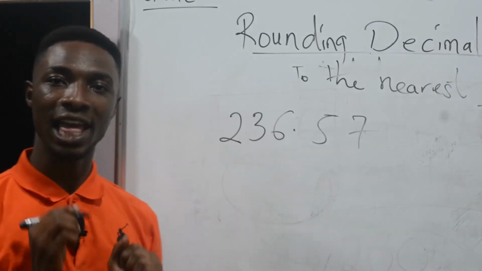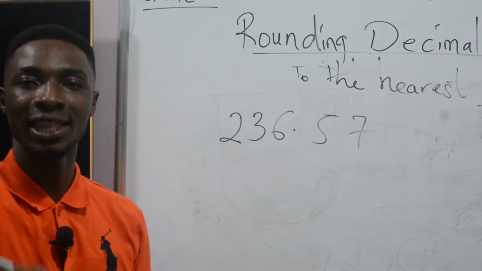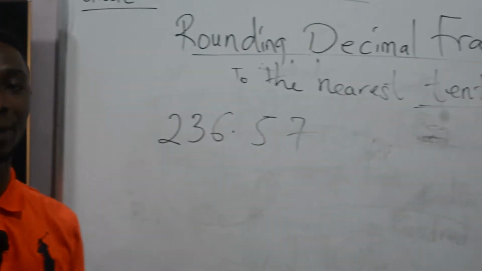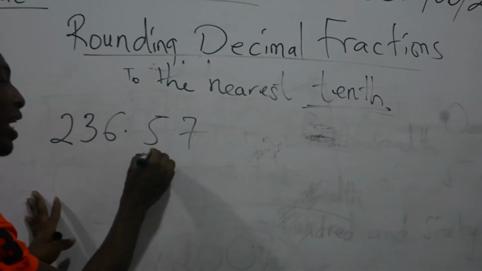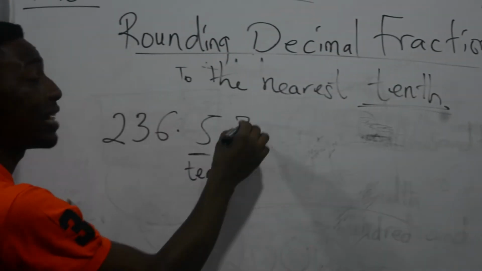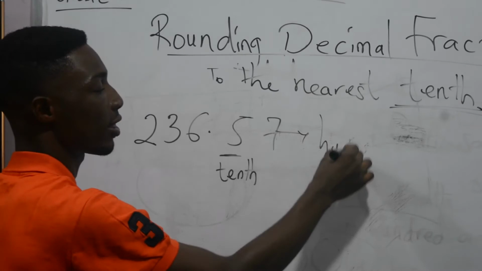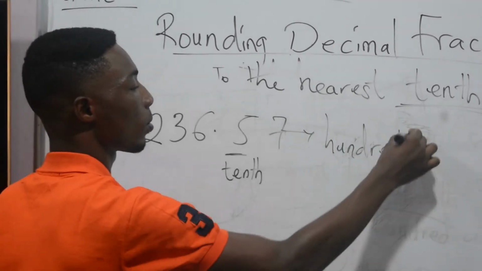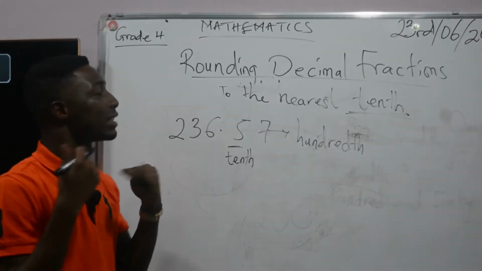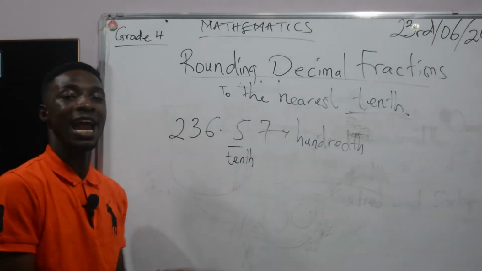To the nearest tenth, not tens, tenth. And we know how to assign place values for decimal places. This is our tenth position, and this is going to be hundredth, and tenth. And the question tells us to round it to the nearest tenth.